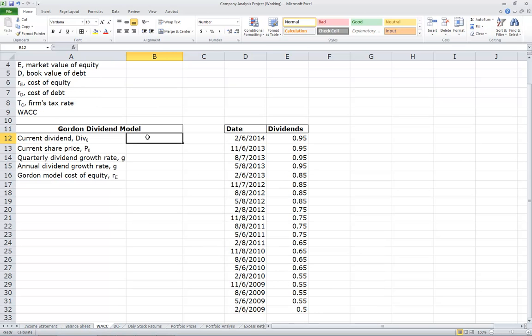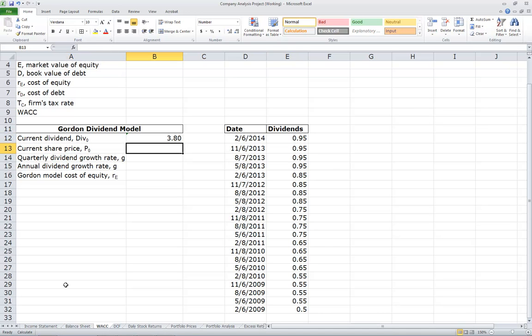So our current annual dividend would be 4 quarters worth of dividends. So we're going to sum up our last 4 equal dividends to come up with our annual dividend. Even though these dividends weren't paid all in 2013, we're going to take the last 4 equal dividends to calculate our current annual dividend.